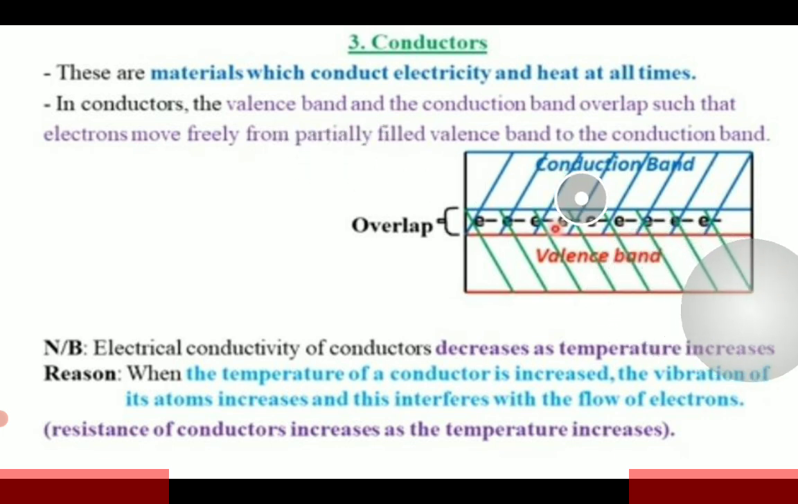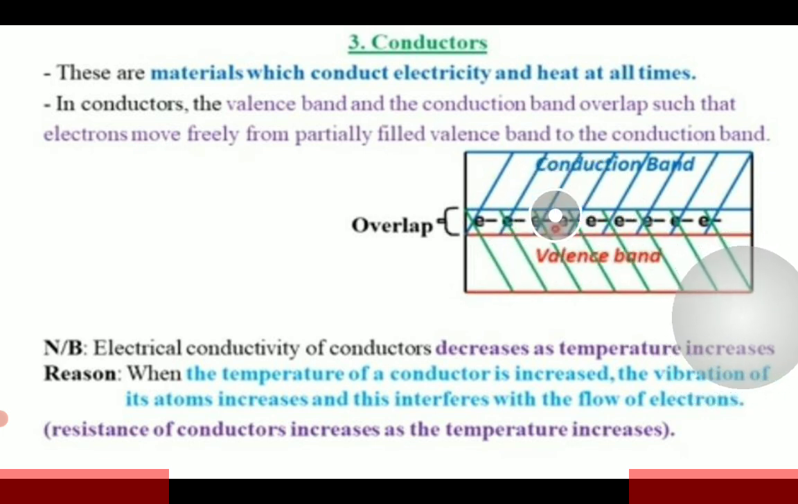So they will ask you, explain why copper metal conducts electricity much more easily. You're saying it's because in conductors the valence band and the conduction band overlap such that electrons move freely from the partially filled valence band to the conduction band. 2 marks. Explain why conductors conduct electricity. It's because there's no separation, there's no gap between the valence band and the conduction band, which makes it easier for electrons to simply move from the valence band freely to the conduction band.